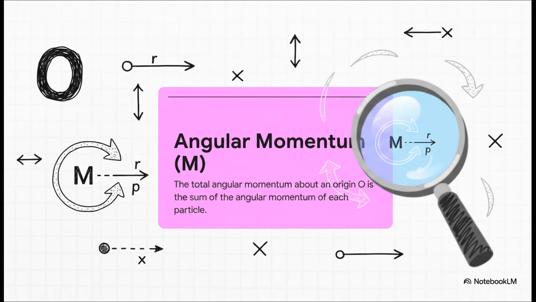Let's just quickly refresh ourselves on the formal definition. The total angular momentum, which we call M, is basically the sum of the spin of all the little pieces of our system. For every single particle, we take its position vector, r, an arrow drawn from our origin straight to the particle, and we do a cross product with its linear momentum, p. Now that cross product is a fancy math term, but all it's really doing is measuring how much of that particle's motion is contributing to a rotation around our specific origin point. Then we just add all those little contributions up for the grand total.